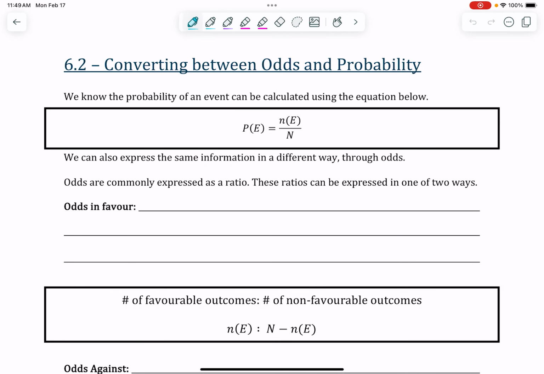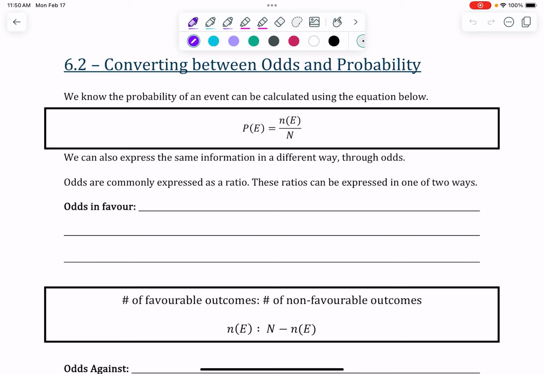Hello, grade 12s. Today we are going to talk about probability and how that relates to something called odds. So far we've already discussed the probability of an event and how that can be calculated, using that equation below, where the probability of an event is equal to the number of favorable ways that event can take place, divided by the total number of possible outcomes. Now, odds are another way to express that same information.